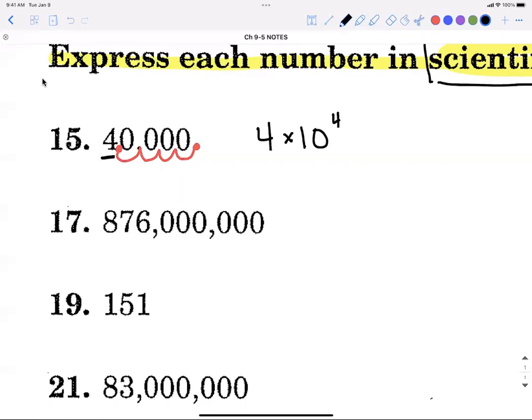And since this was a really big number and I made it a really small number, I need my exponent to be positive, because if I were to re-expand this, I would want all those zeros added back on, right?